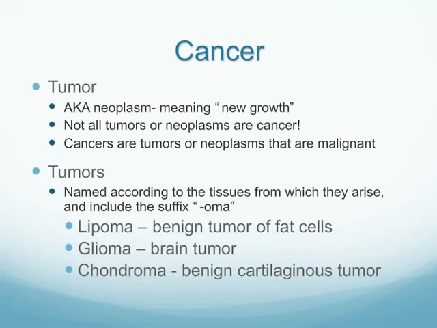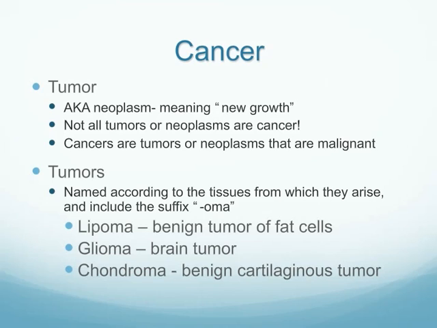So this tissue overgrows and forms into this new growth, that neoplasm we call cancer. Not all tumors or neoplasms are cancer. They could also be a benign type of tumor or an overgrowth that is just removed and doesn't cause any further problems for the patient. So cancers are tumors or neoplasms that are malignant. We term them as cancer if it's a malignant kind of tumor that could be causing additional problems.